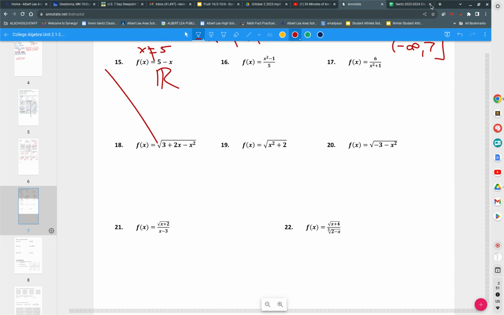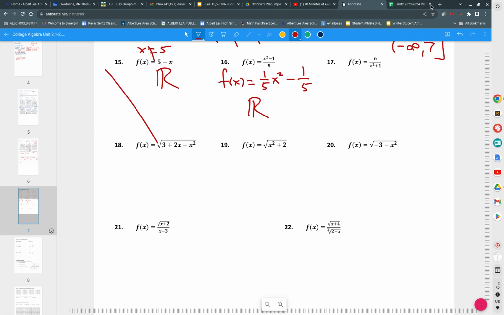The next one, you say, oh, well, that's a fraction, so you've got to have a problem there. Well, actually, this is not a rational function. This is a polynomial. See, I don't have an x in the denominator. I just have 5 in the denominator. This is 1/5 x squared minus 1/5. That's all that is. That's a polynomial. It's a parabola, right? The domain is all real numbers.